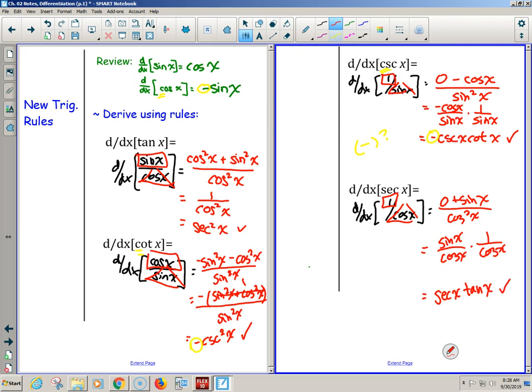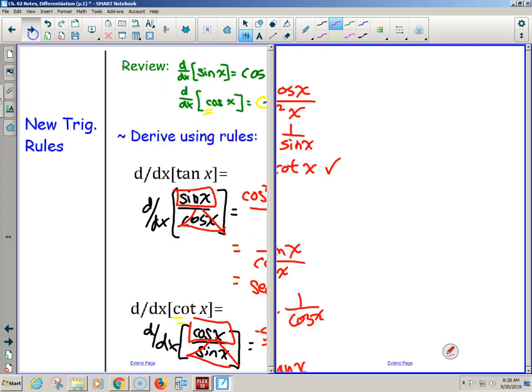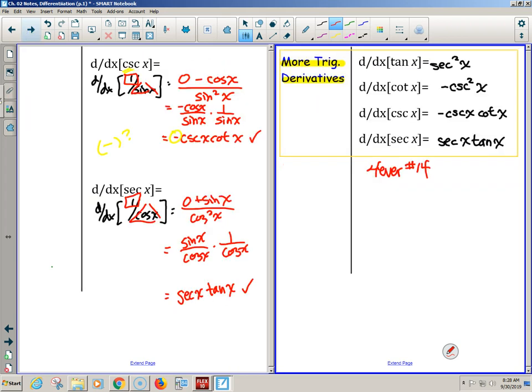Are there patterns to the rules? And we say yes. Look at it. Tangent and cotangent both have their related Pythagorean guy because of their similar denominators squared. Check the sign. Cosecant and secant have themselves times the guy they're related to, just because of how the quotient rule works out. Just check the signs.